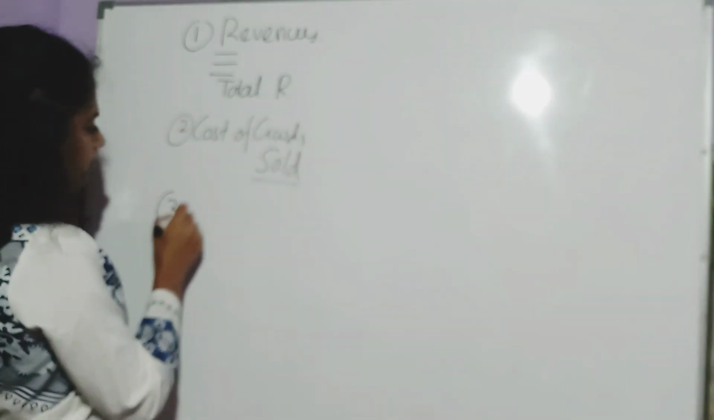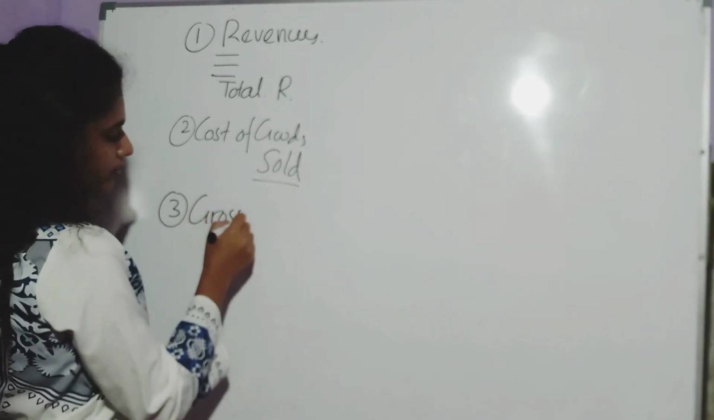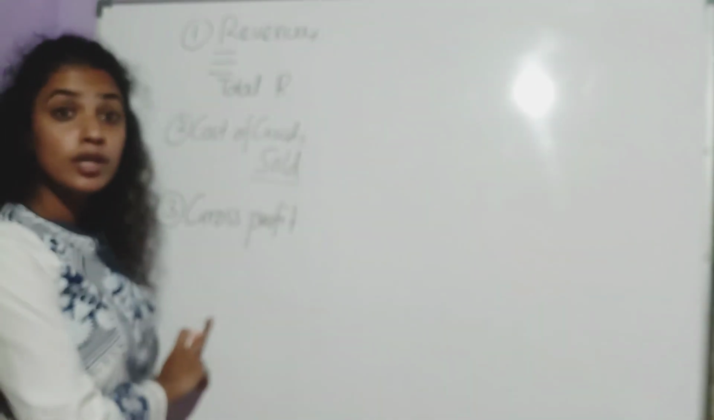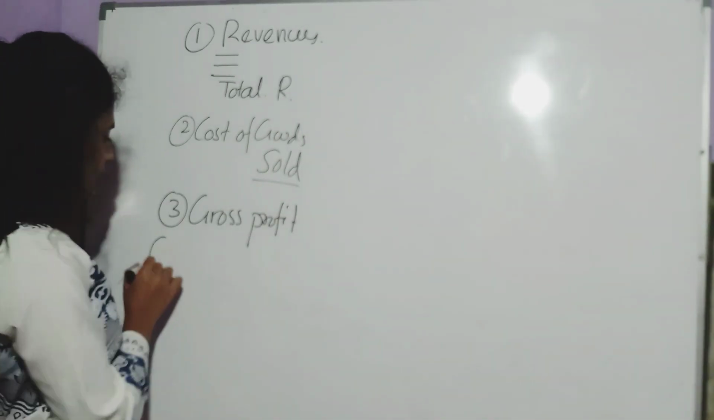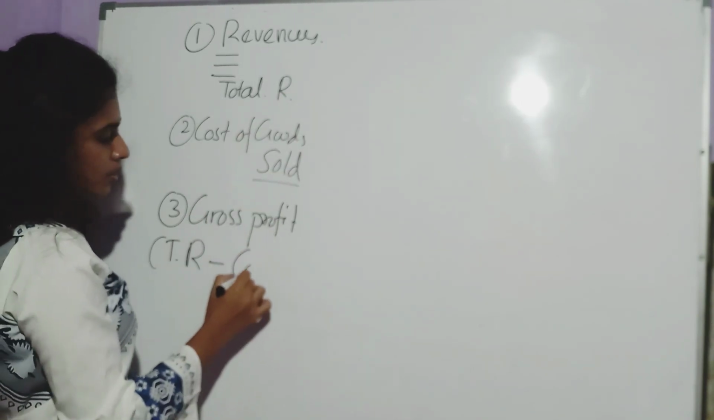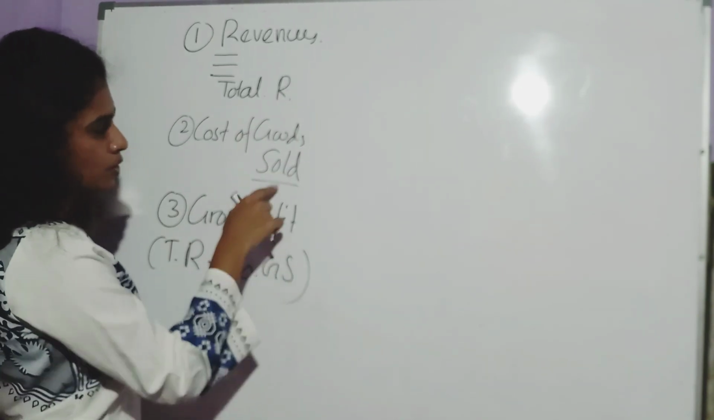The third one, gross profit. Gross profit. What do you mean by gross profit? It is total revenues, this one, minus cost of goods sold.